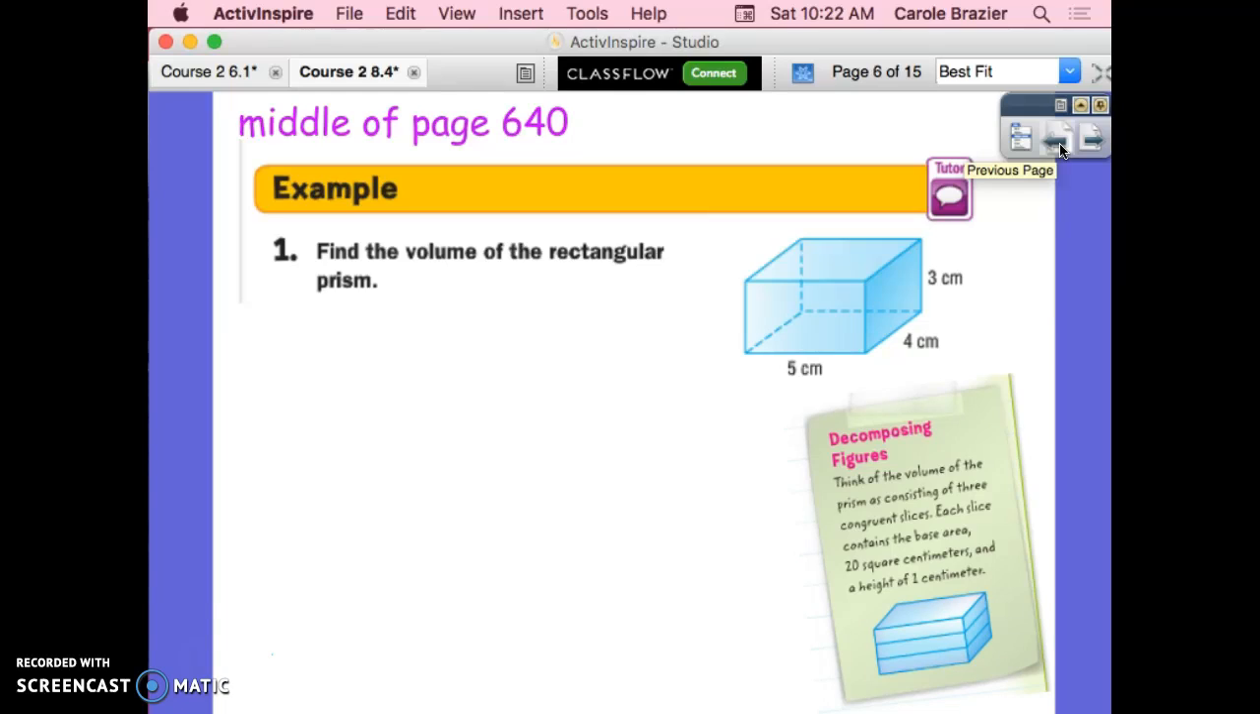The first thing you have to do is write the formula. So if you look at your formula, you can write length times width times height, or you can write the base times height. I don't care. And then I'm going to substitute my values in. So I'm going to have 5 times 4 times 3. And then you can use a calculator. When you use a calculator, you should get 60. And then I have to use my labels, centimeters. And then everything we do today is going to be cubed.